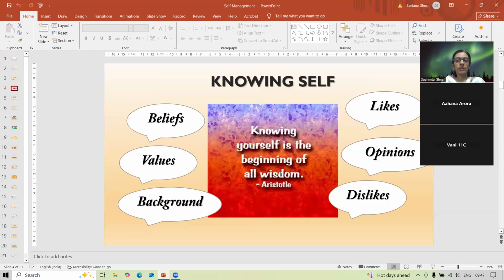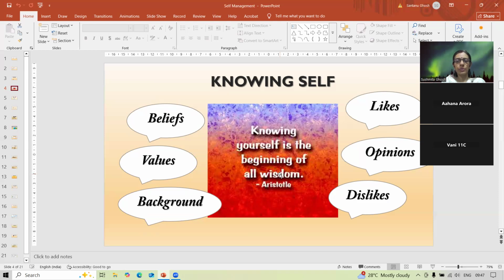Now, when you talk about a person or yourself as a human, you have your own likes, you have your own dislikes, you have opinions about various aspects of life. You have your own beliefs, you have your own values, you have your own background. That is how a human is defined. ठीक है, हर इंसान में कुछ ना कुछ अलग होता है, कुछ ना कुछ peculiarity होती है. Every person is different. That is because of his background, that is because of his beliefs, that is because of his opinions, that is because of his values, whatever you want to say.